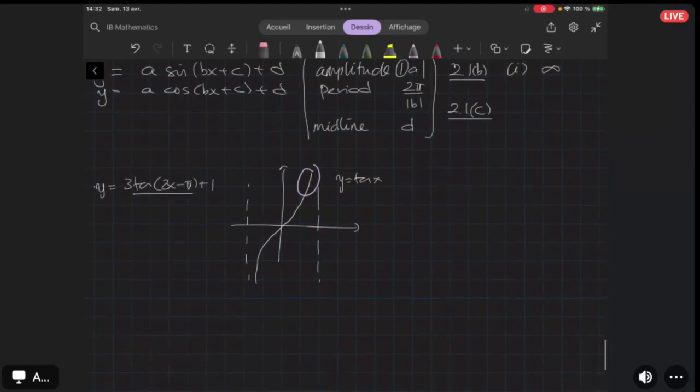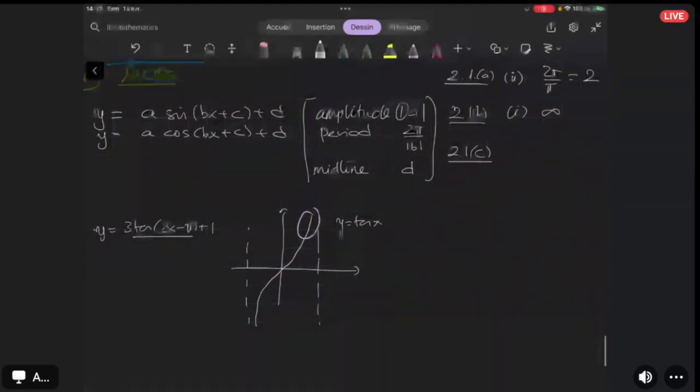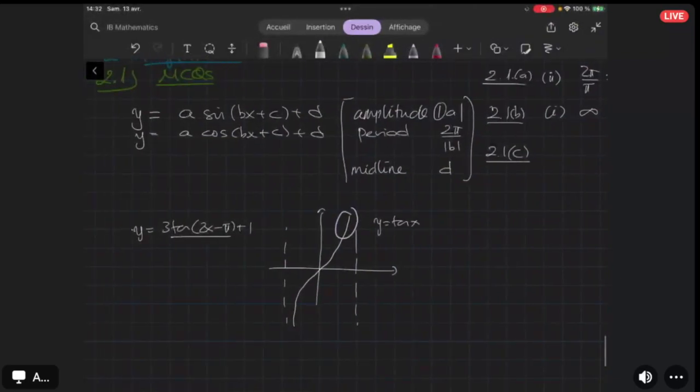So those are the 3 key things for you to keep in mind when you have these functions. Amplitude, that's the absolute value of the constant coming before the sine or the cos. Period, that's 2 pi over the absolute value of B. Midline, that's going to be D.